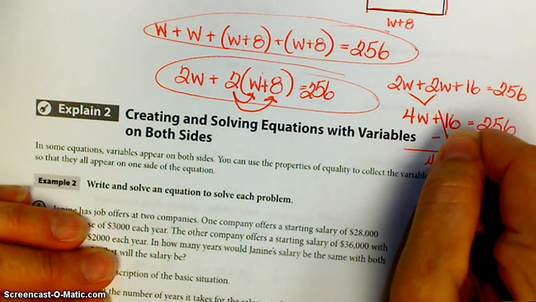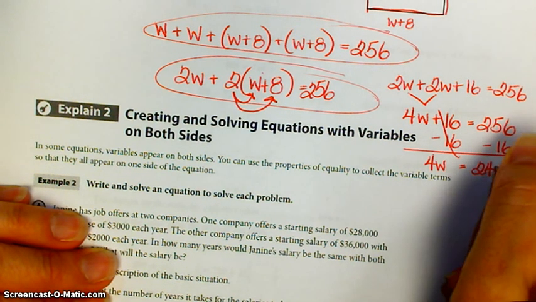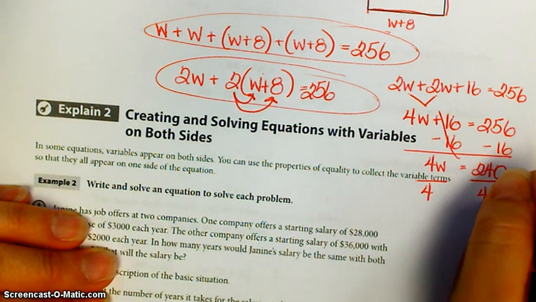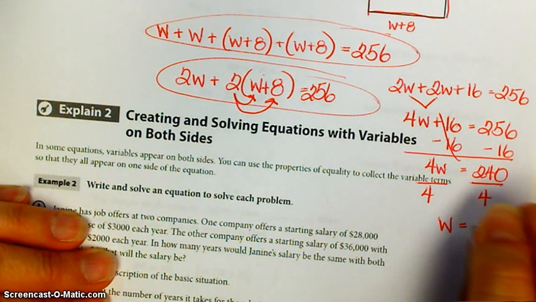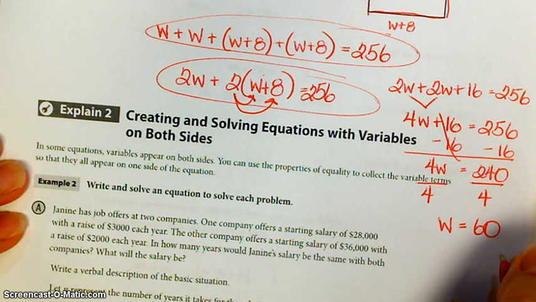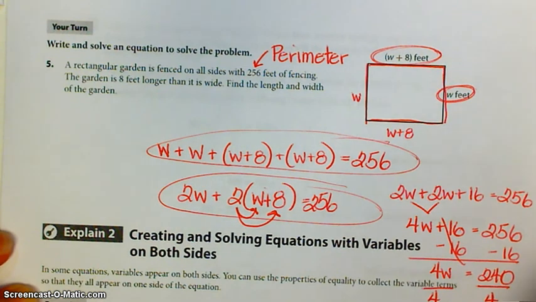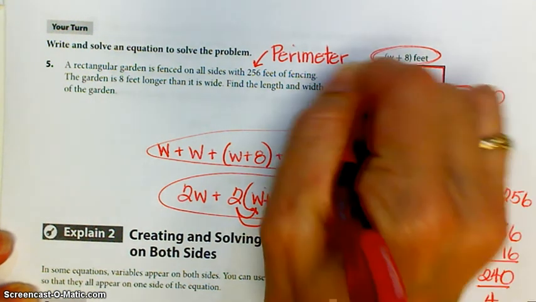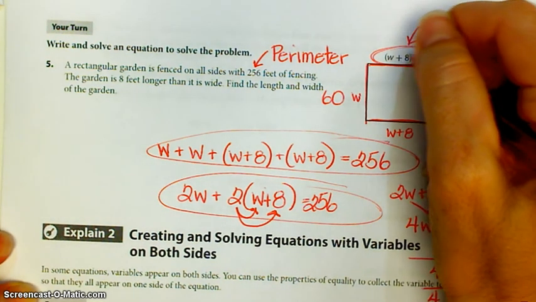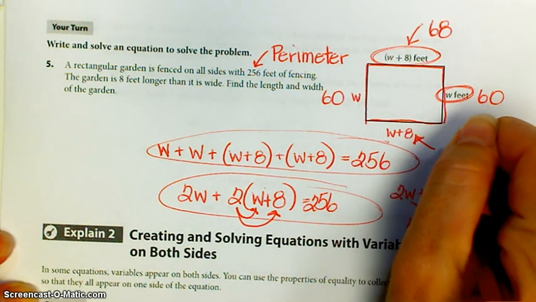Over here I now have 4W. Over here I now have, what, 240? That sounds right. Divide both sides by 4. And W equals 60. Now, I'm not completely finished. I just know that W is 60. So W is 60, 60 here, 60 here. Which means that here it's 60 plus 8, and that's 68. So 68 there, 68 there.